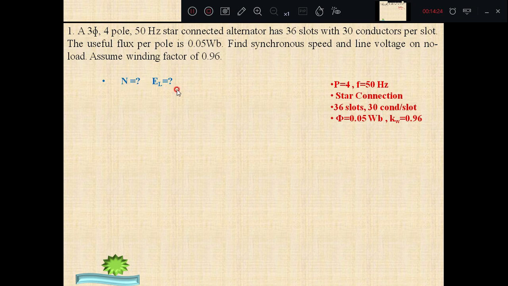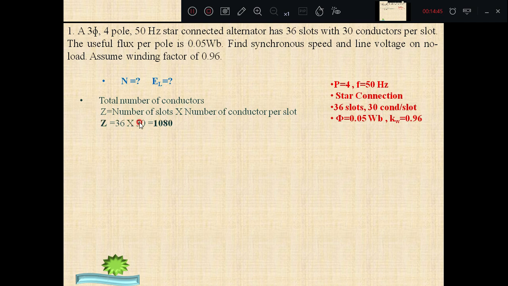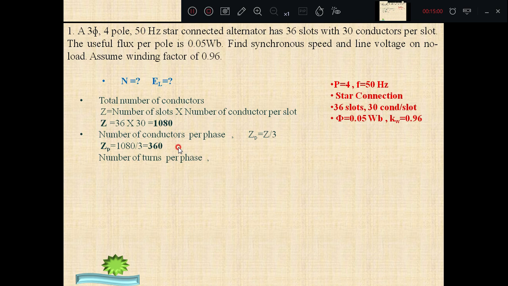Before starting these calculations, the first step is to find out the number of conductors, number of conductors per phase, and the number of turns per phase. Therefore, first I am calculating the total number of conductors, that is Z is equal to number of slots multiplied by number of conductors per slot, that is 36 into 30, that is 1080. Then find out the number of conductors per phase, Zp is equal to Z by 3, that is 360. Then you have to find out the number of turns per phase, that is 360 by 2.